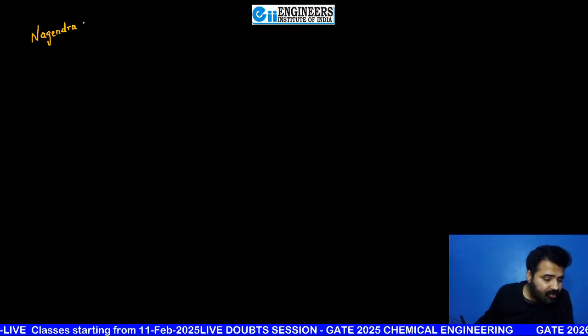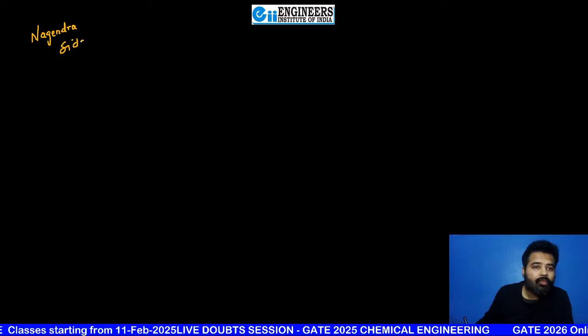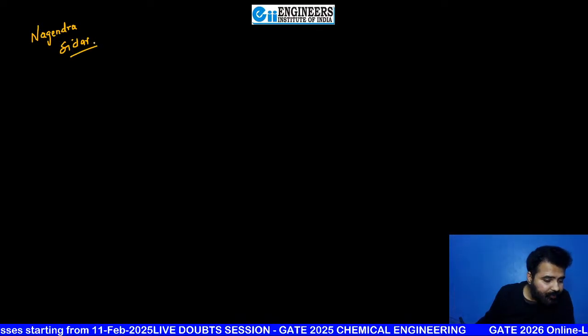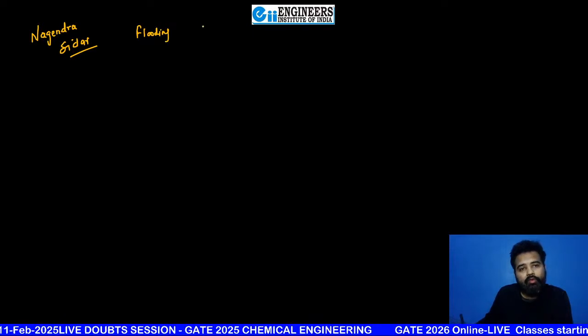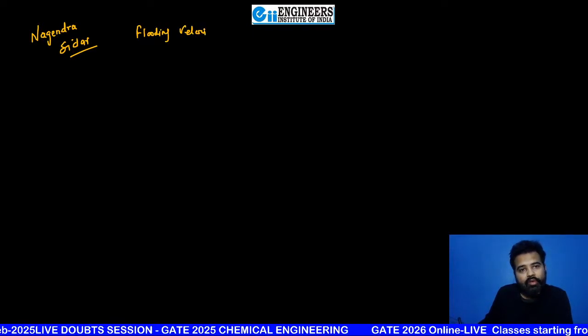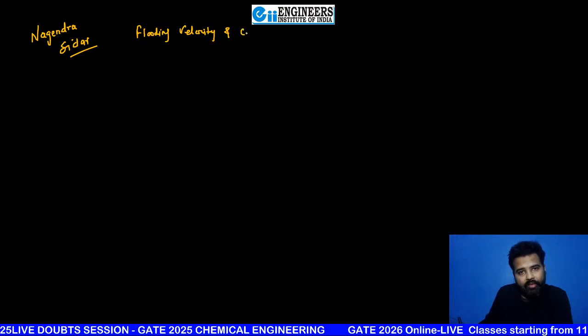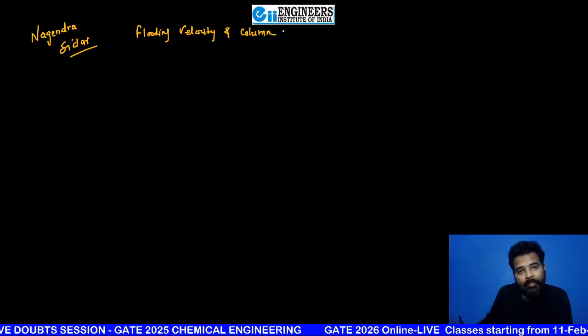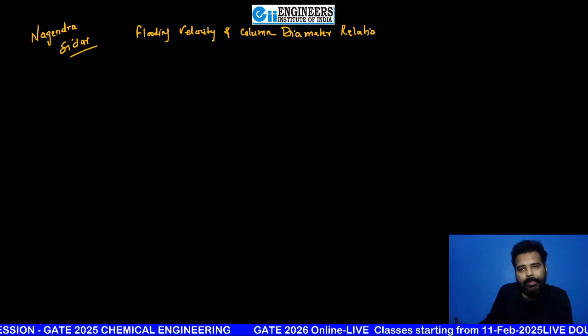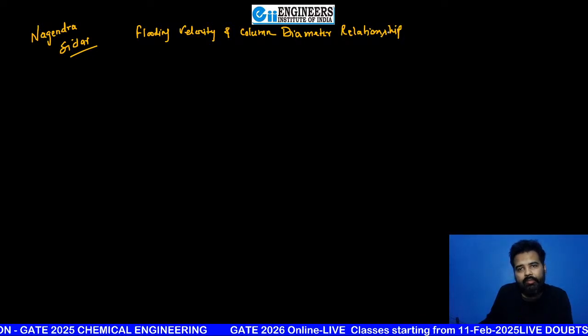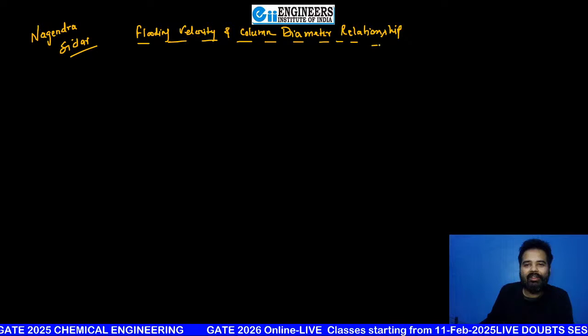So his doubt is: flooding velocity and column diameter relationship. Okay. Very very easy. This relationship is very very easy.